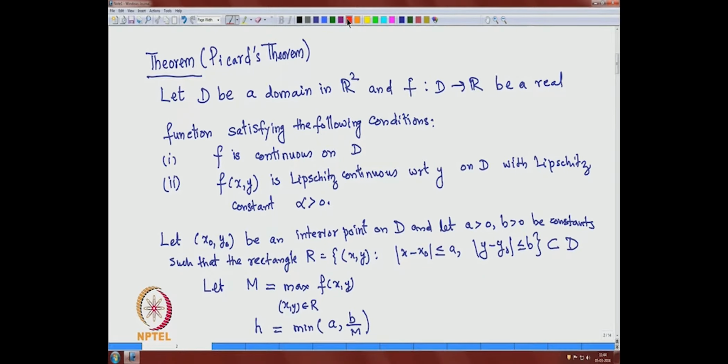The conditions we assume are: f is continuous on D and f(x, y) is Lipschitz with respect to y on D with the Lipschitz constant alpha, and the initial point x 0, y 0 is an interior point of D, and we take a closed rectangle inside the domain D, such that two constants are defined. M is the maximum of the absolute value of the function in the rectangle R, and h is the minimum of A and B by M.